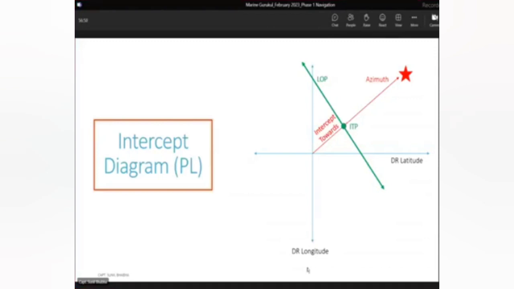So clear, beta? Sir, in the exam, do we need to show this diagram, sir? Yes, beta, if you get an intercept question, you should make the diagram also.